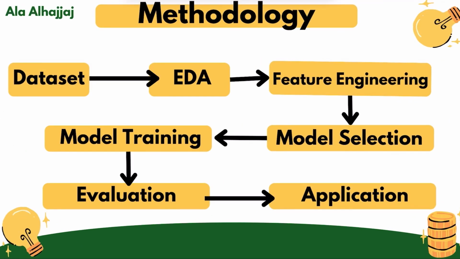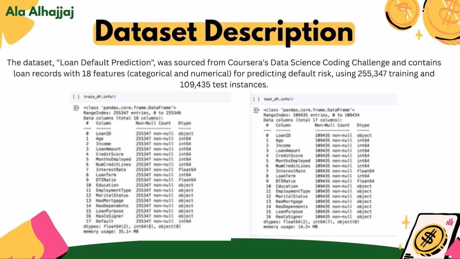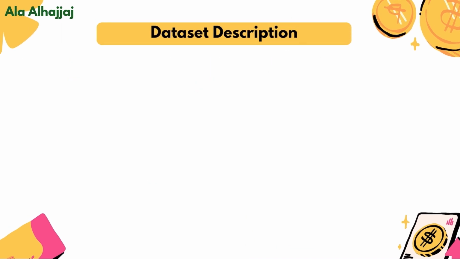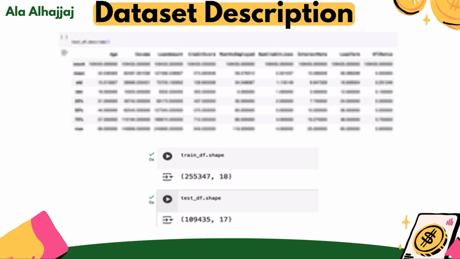The methodology we followed starts with the dataset, then EDA, followed by feature engineering and model selection, then training and evaluating the model, ending with the application. We worked with a financial dataset acquired from Coursera for predicting default risk, using 255,347 records as the training set and 109,435 as the test set. The dataset contains client features such as credit score, income, loan amount, and interest rate.